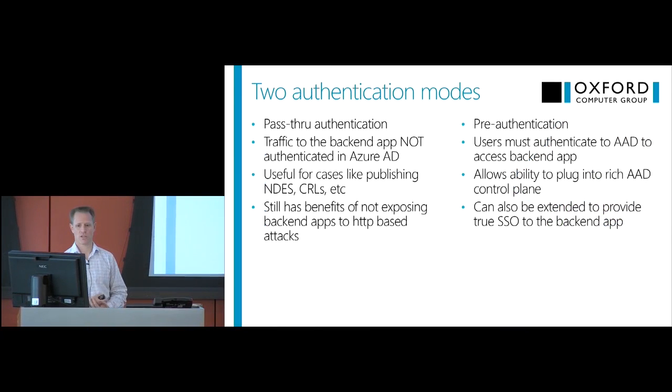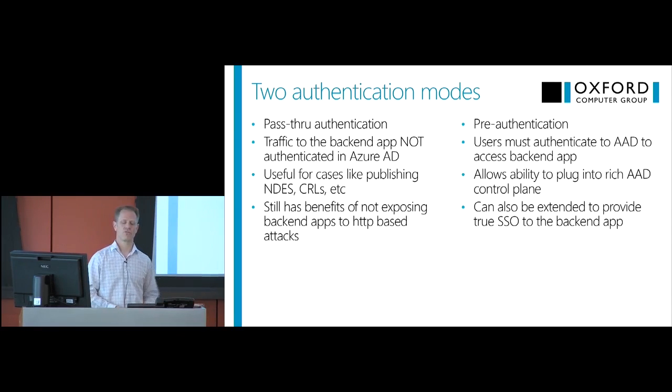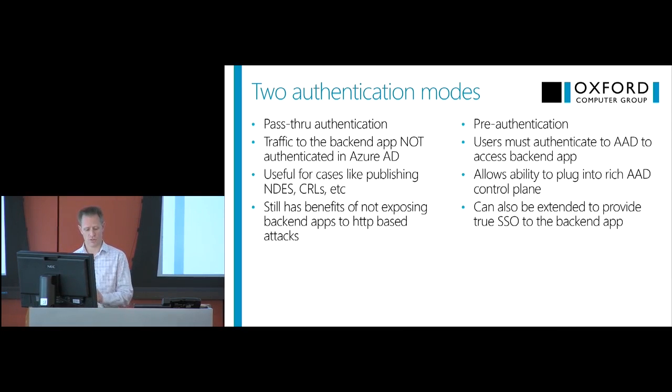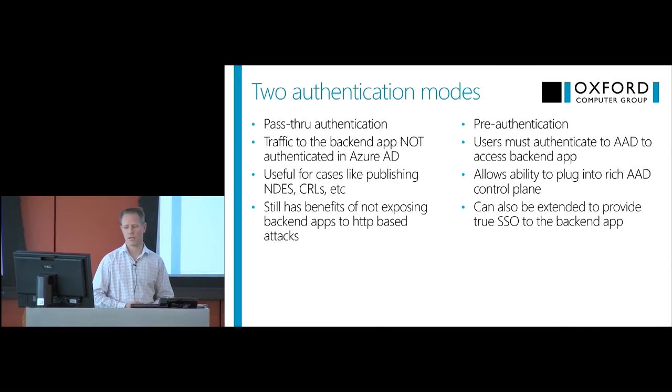Two modes of authentication come through here. You've got pass-through authentication, which is effectively no authentication. It's really good for dealing with NDES, CRLs, publishing non-authenticated content. You can also do pre-authentication. If you do pre-authentication, you can then take that authentication from the cloud and apply it to a back end. So you can do KCD for SSO, if you will, to integrated Windows apps. If you don't do pre-authentication, you can't obviously do SSO on the back end.